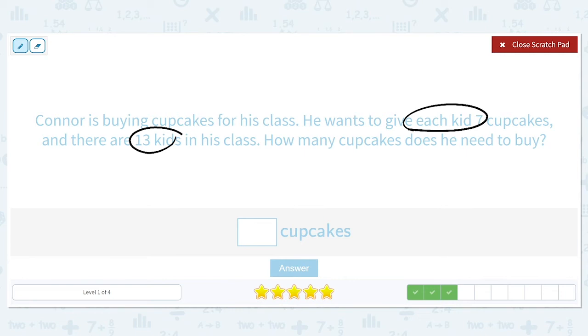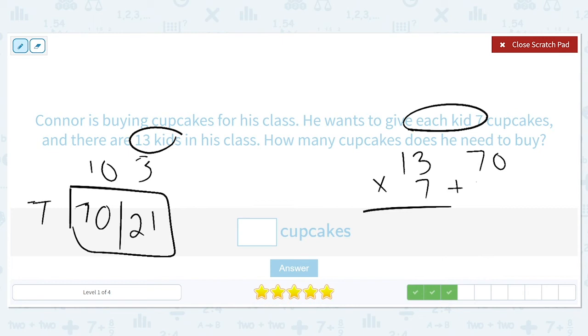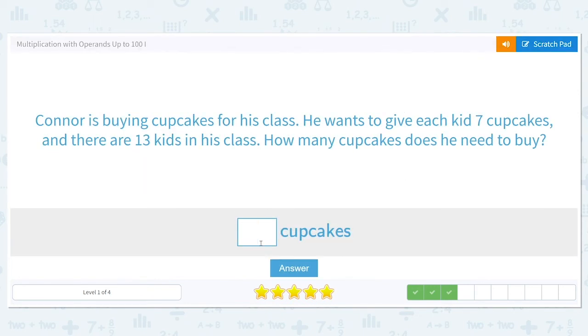We need to multiply 13 times 7. That means we're going to end up multiplying 7 times the 10 and the 3, the two parts of 13. 7 times 10 is 70, and 7 times 3 is 21. So we're going to add up 70 plus 21, and we're going to end up with 91. So Connor needs to buy 91 cupcakes.